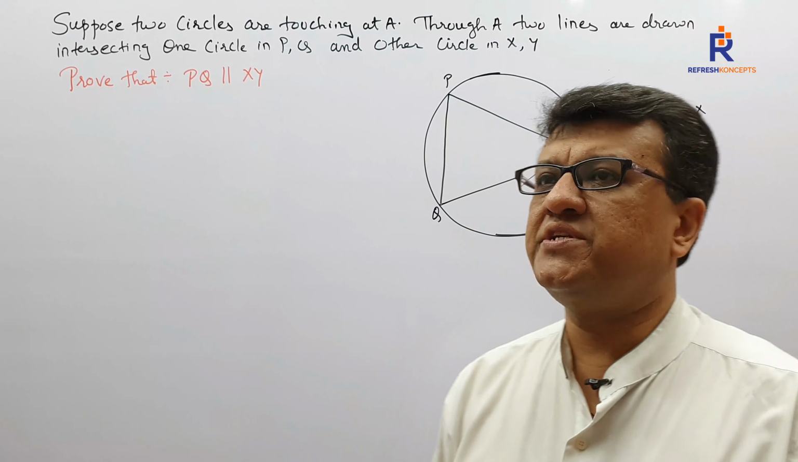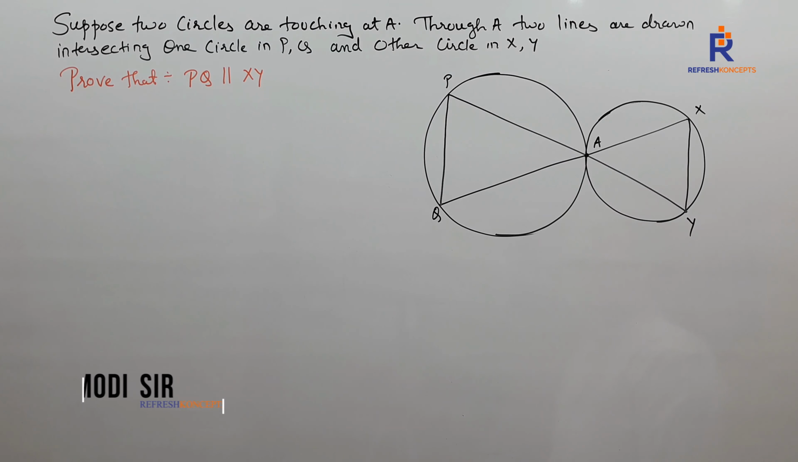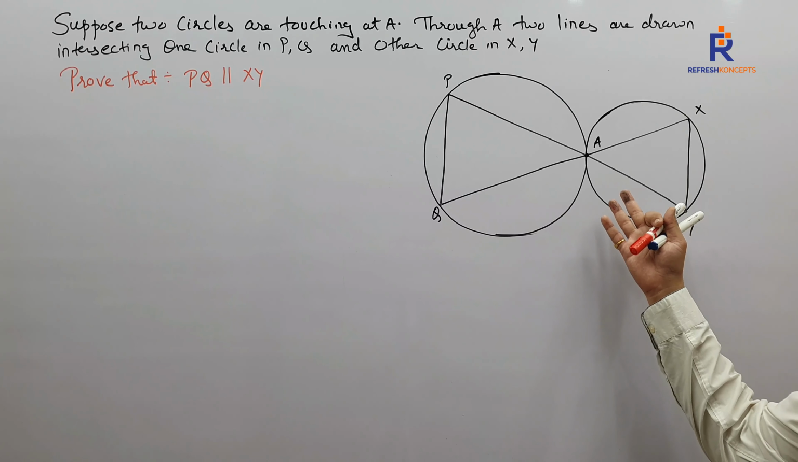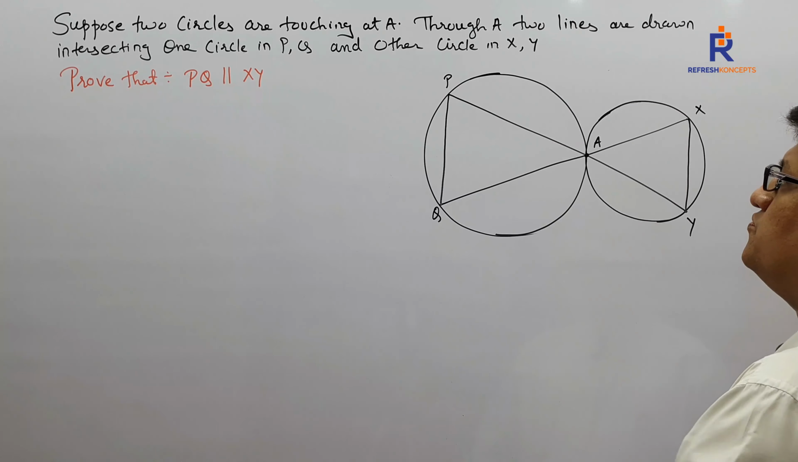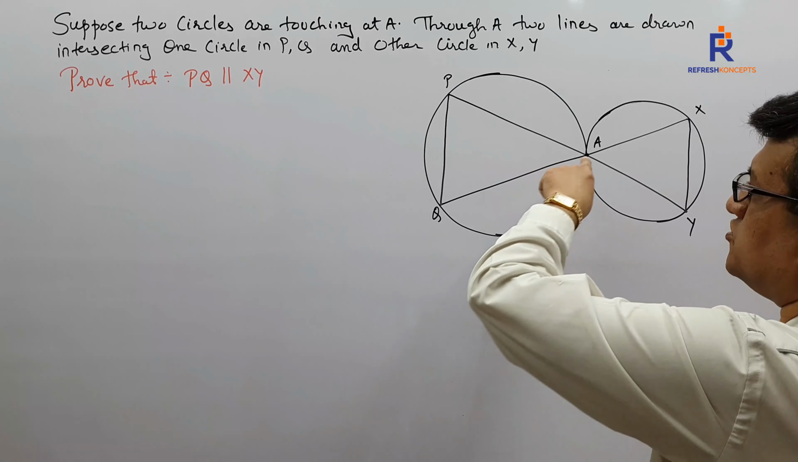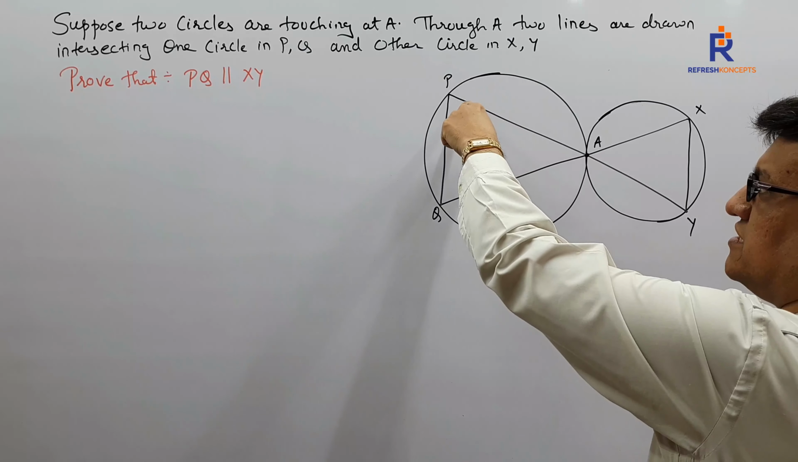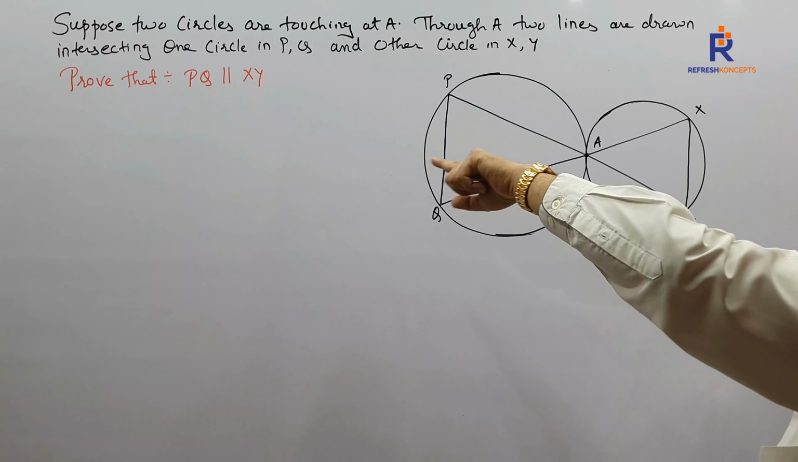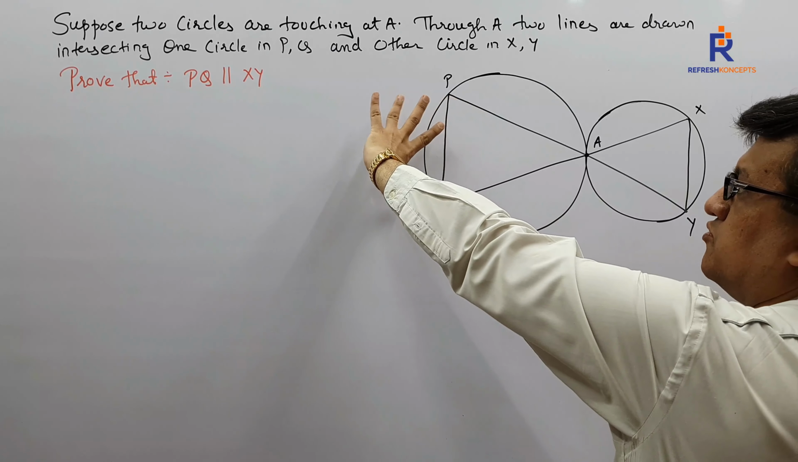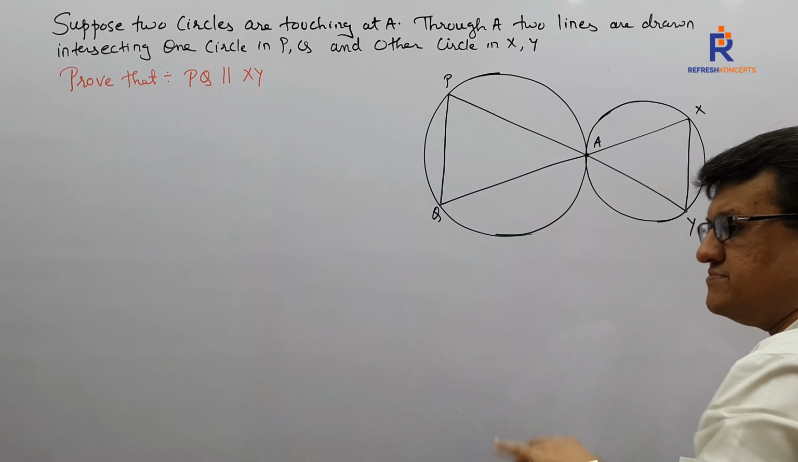Let's see what the next one is trying to say. Suppose two circles are touching at A. It seems that they are touching externally, so you can say the two circles touch each other externally at point A. Through A, two lines are drawn intersecting one circle in P, Q and the other circle in X, Y. Prove that PQ is parallel to XY.